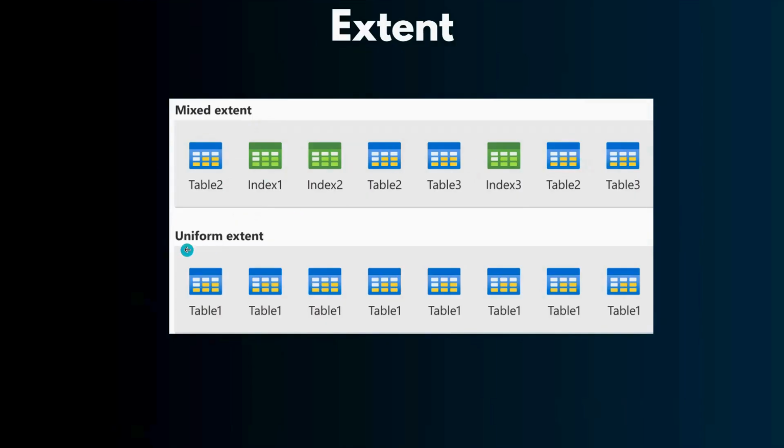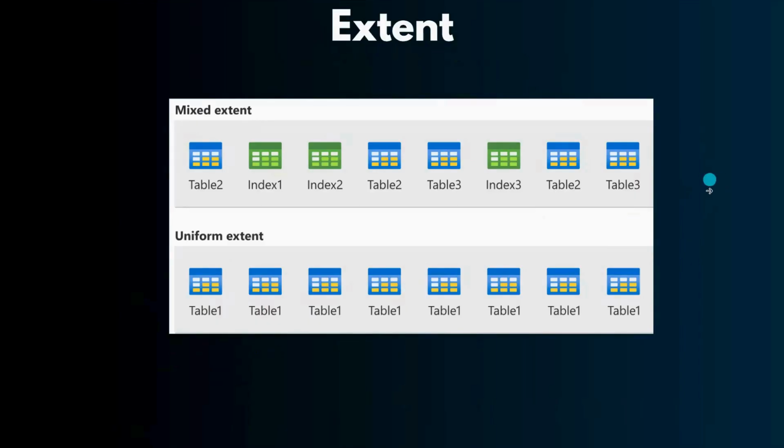Next we have the uniform extent. These are dedicated to one object only, like a single table. All 8 pages in that extent will belong to a single object. SQL Server uses these for a larger table that needs a lot of space. This is all about extents.